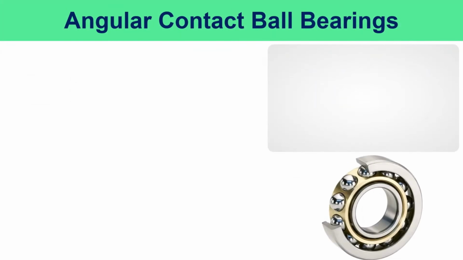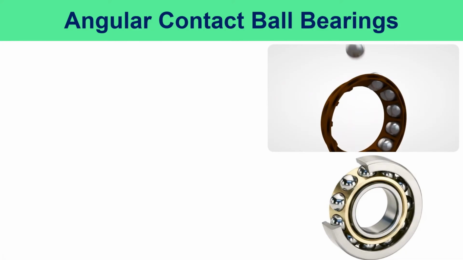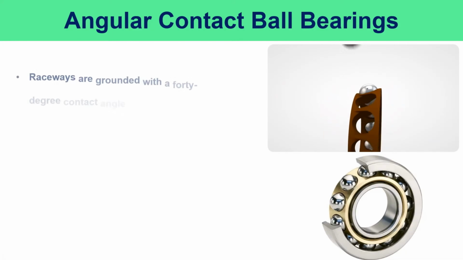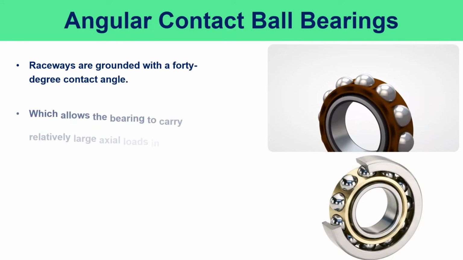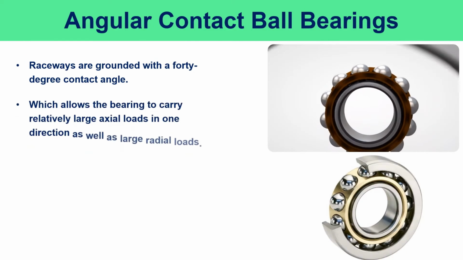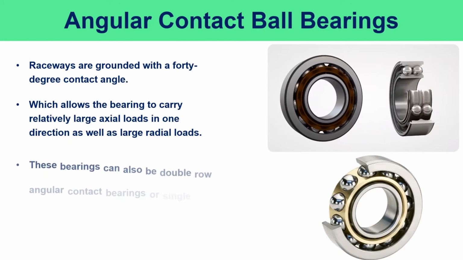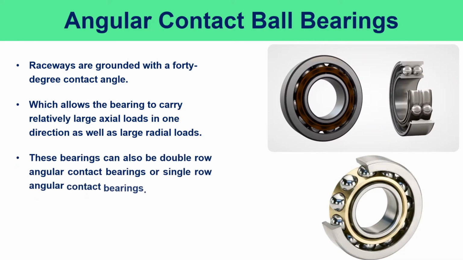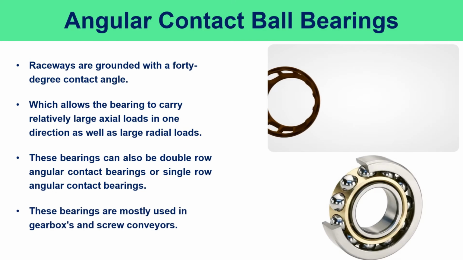Angular contact ball bearings. An angular contact ball bearing consists of a retaining cage, a row of balls, and inner and outer races. In these bearings, raceways are ground with a 40-degree contact angle, which allows the bearing to carry relatively large axial loads in one direction as well as large radial loads. These bearings can be double-row or single-row angular contact bearings. These bearings are mostly used in gearboxes and screw conveyors.